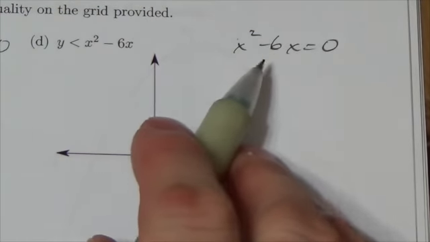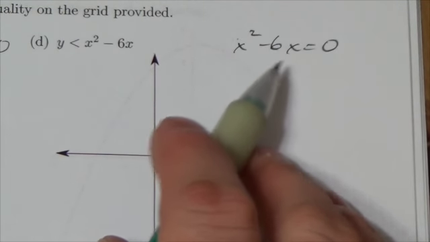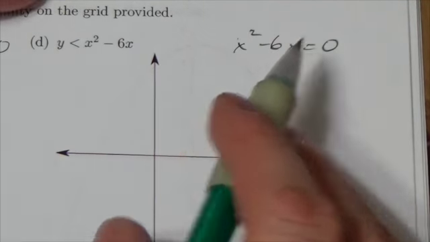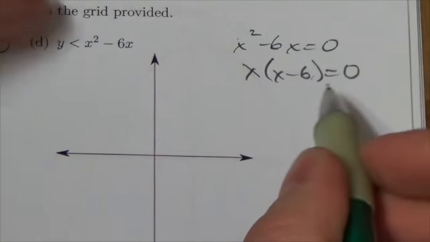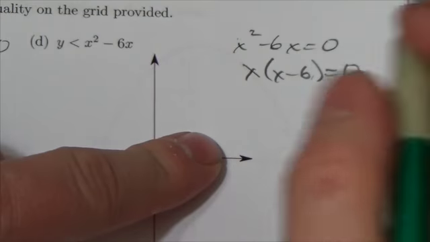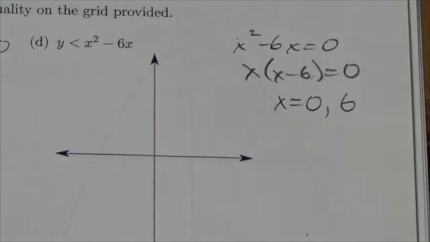I notice it's got two terms to it with subtraction there, so I'm tempted to think it might be a difference of squares, but it's not. That second term isn't a perfect square. So the best I can do is pull out a common factor. So I pull out the x from the x squared and the minus 6x, and this tells me that either x is 0 or it's positive 6.